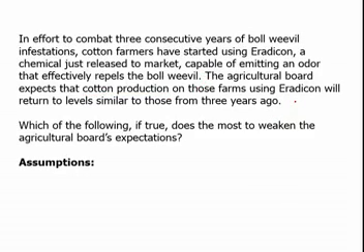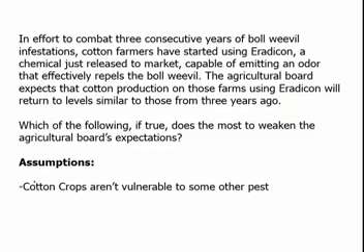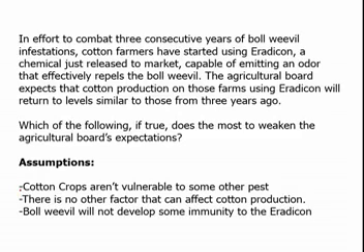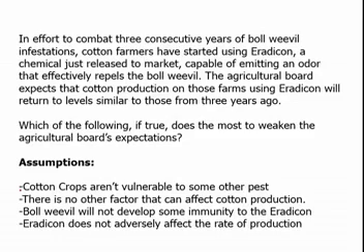So in terms of more specific assumptions, not that you actually have to come up with that as long as you get the general idea of the gap in the argument, here are some more specific ones: cotton crops aren't vulnerable to some other pest. There is no other factor that can affect cotton production. This is very similar to what I just said as the major assumption. Maybe a little more subtly, and this is typically what the test writers go for, not the obvious ones, the more subtle one would be boll weevils will not develop some immunity to Eradicon, or Eradicon does not adversely affect somehow the rate of production.